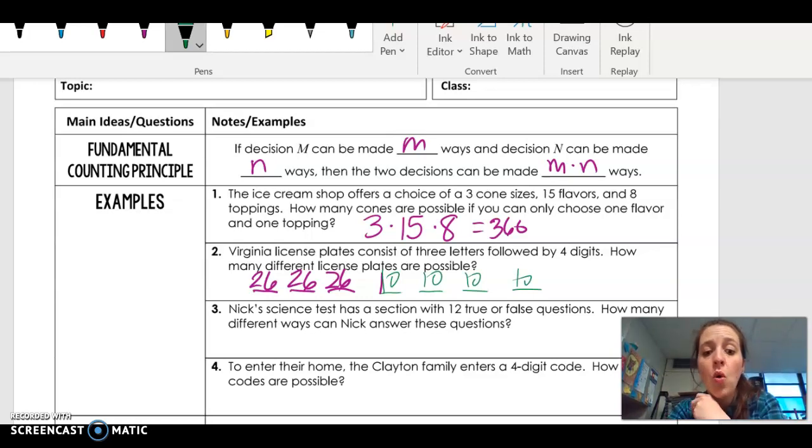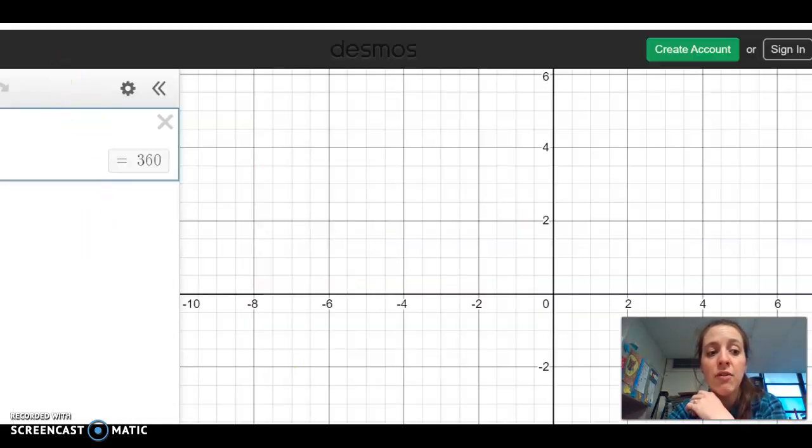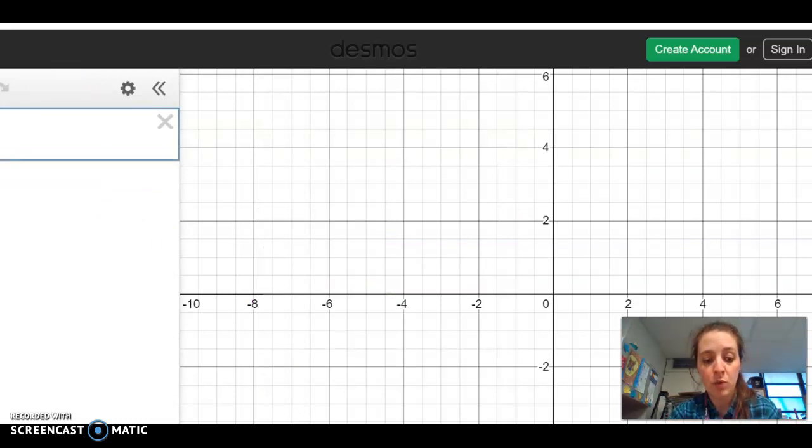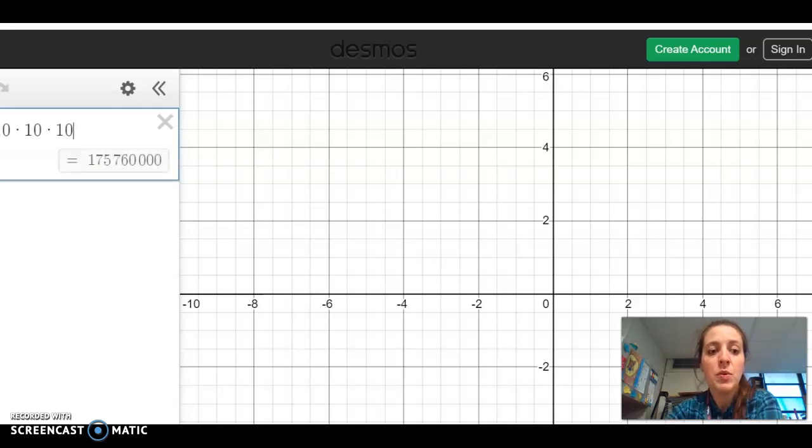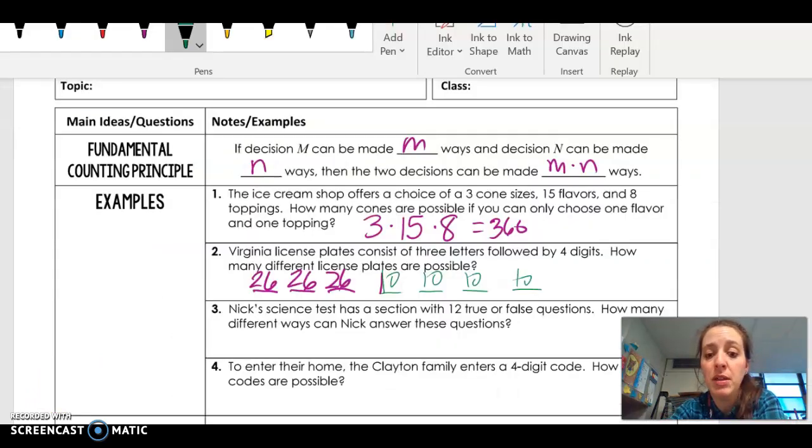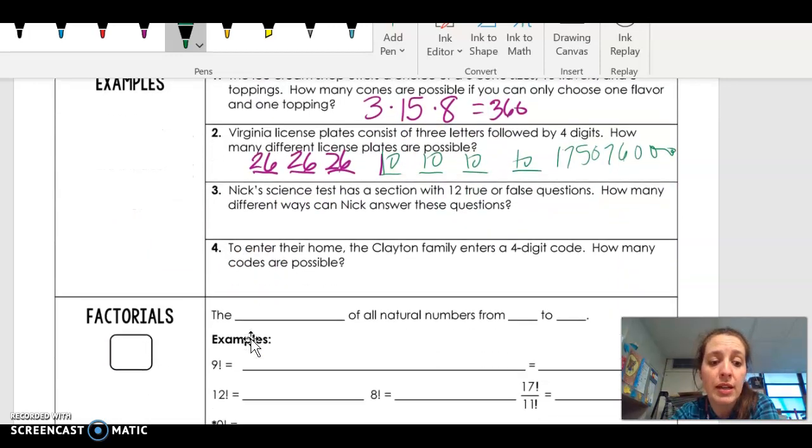So when I multiply this all together, let's go ahead and do this. I use Desmos, and you can use whatever kind of calculator you like. 26 times 26 times 26 times 10 times 10 times 10 times 10. So I see here for this example, I have 175,760,000 possibilities. Okay, so now I want you to try these 2 examples and check out the answer key to see if you were correct.